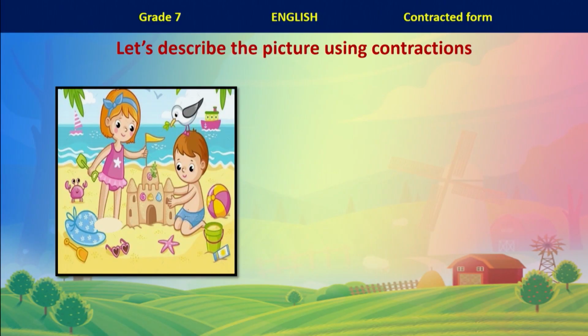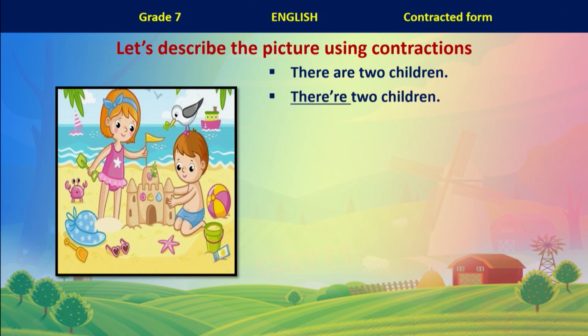Okay, children, there is a lovely picture for you. Can you see there is a boy and a girl and they are on a sea beach. They are building a sand castle. Also, you can see a ship in the sea and a boat is there too. So, we are going to describe this picture using contracted form. Let's see how we are going to start this. There are two children.